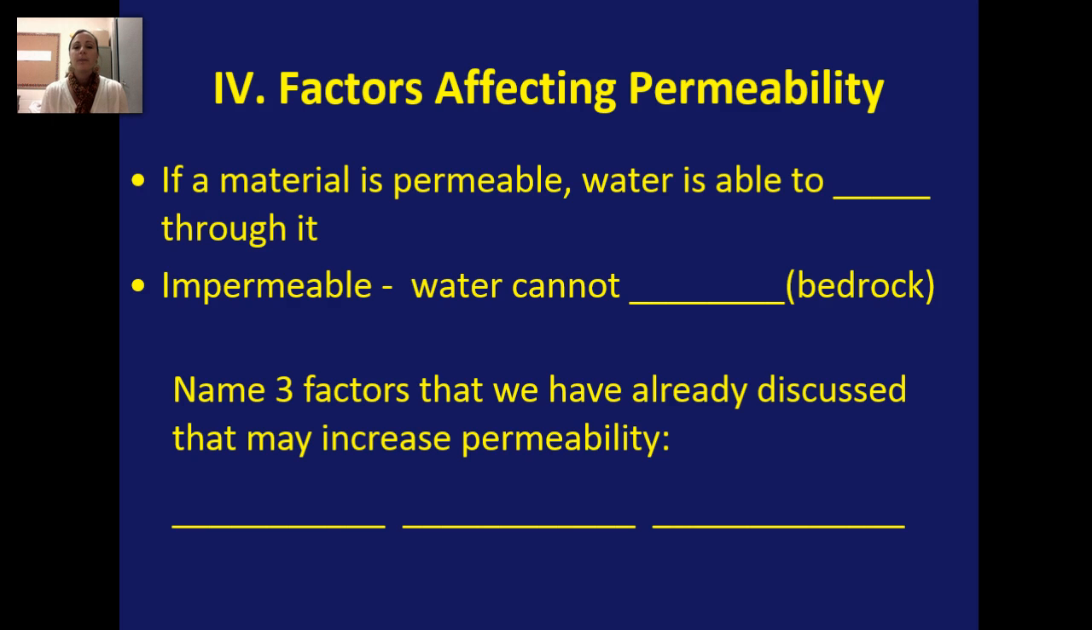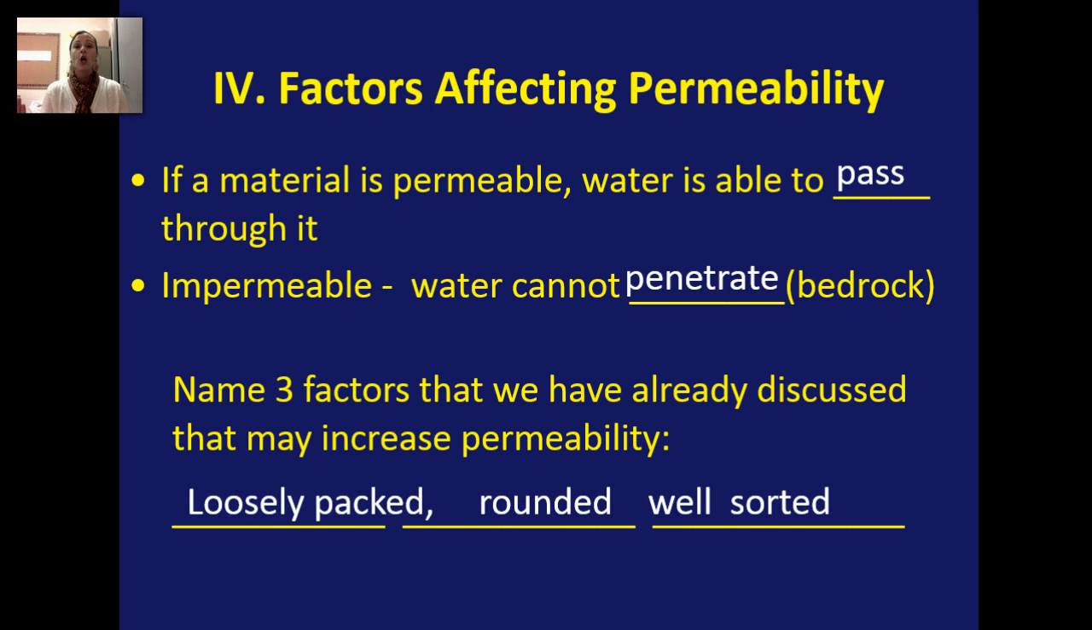Well, now let's look at permeability. If you remember what we said, permeability is the ability for water to pass through the material. So if a material is permeable, water is able to pass through it, and the opposite is true as well. We consider it impermeable if water cannot go through. An example of this is bedrock. That's something that our earth is built on. It's deep underground and water cannot penetrate it. So the three factors that we've already discussed for porosity will also come into play with permeability: packing, sorting, and shape.